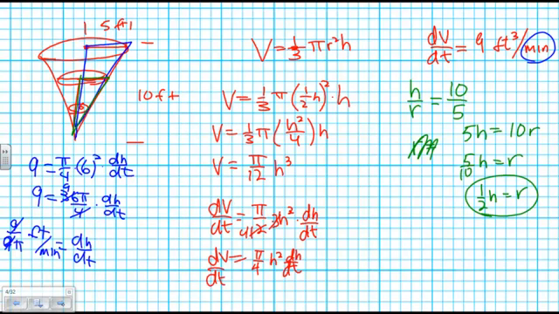Nope. The ladder problem. Last problem. A 10-foot ladder is sitting against a wall. The base is moving away from the wall at 2 feet per second. I'm going to call that dx/dt is equal to 2. So the ladder is slowly slipping away from the wall at 2 feet per second. I said that not very slowly.